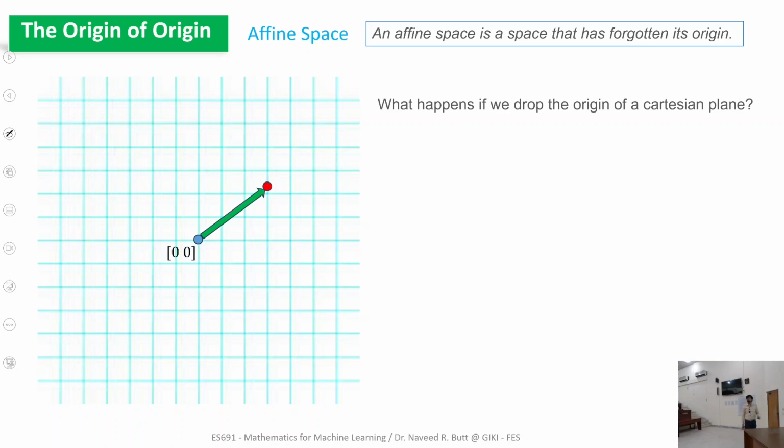अफाइन स्पेस क्या होती है? क्या सुना हुआ है? सो basically we say it's a space that has forgotten its origin. So what happens if we drop the origin of a Cartesian plane? हमें आदत है ना origin से शुरू करते हैं आज. अगर हम origin drop कर दें फिर क्या होगा? यानी origin गया, अब ये point जो red point है, because of the origin it was a vector, the point could be represented in coordinates. If you take away the origin, the point is just a point, right?